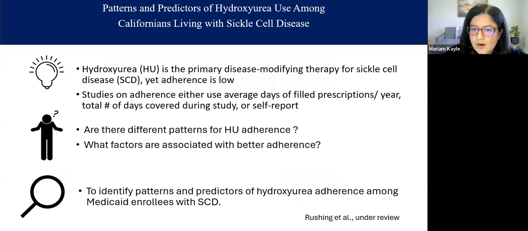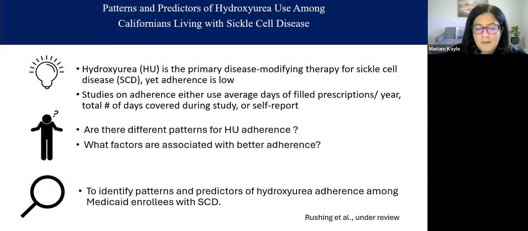We know hydroxyurea works as a disease-modifying therapy for sickle cell disease. The studies that have looked at this looked either at self-report or looked at adherence based on the number of prescriptions filled per year or the total days covered. The question again is, are there different groups within the sickle cell population of how they're filling their prescriptions and what factors are contributing to better adherence? And that was Melinda's question.